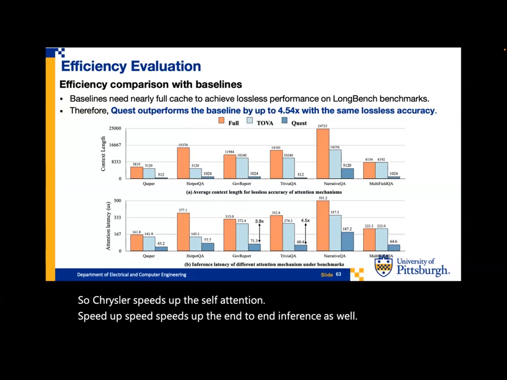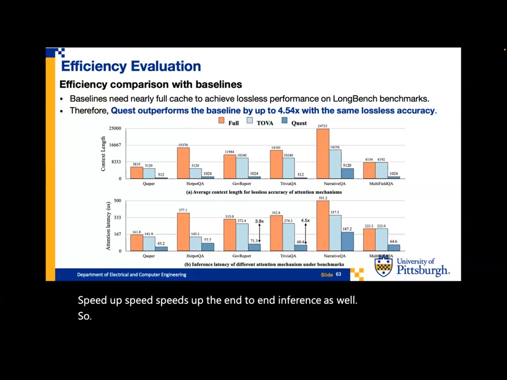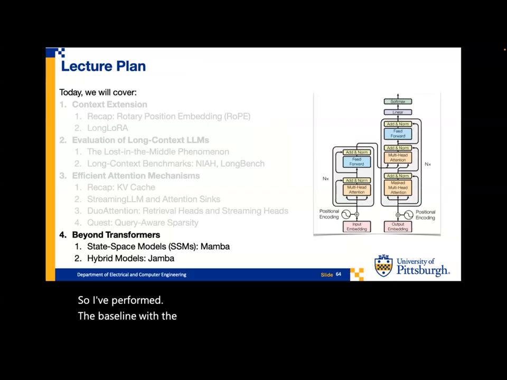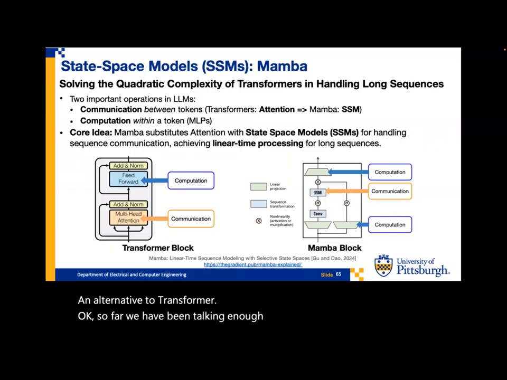So for latency, it outperforms the baseline with the same accuracy. Okay. So next, I want to talk about an alternative to transformer. Okay, so far we have been talking enough about transformers. This is the so-called state space model.